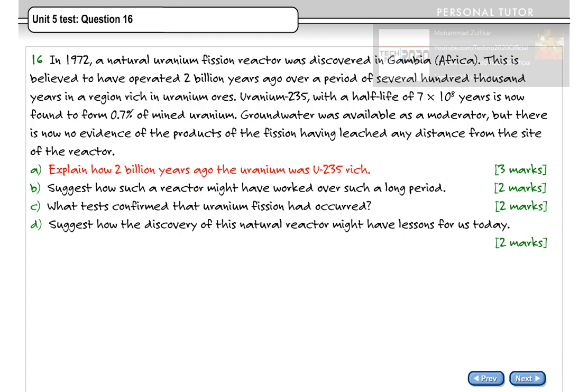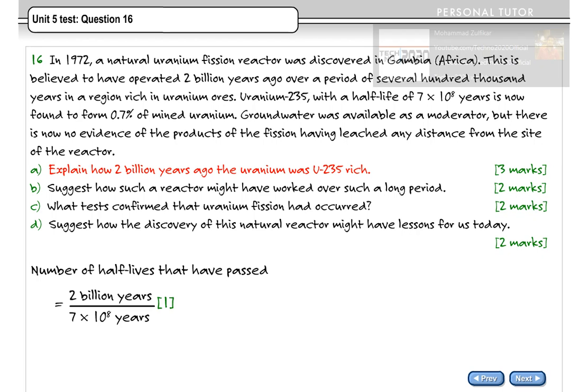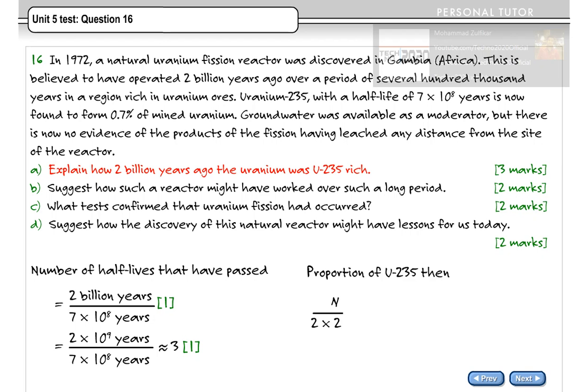In Part A, to explain how the uranium was U-235 rich 2 billion years ago, you need to get an idea of what the percentage of U-235 in uranium ores was then. So we can calculate what the proportion N of U-235 was back then as shown on the screen. And it works out to be 5.6%. So the uranium was U-235 rich.